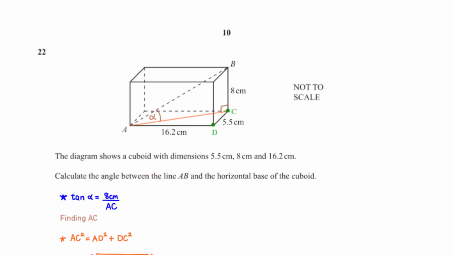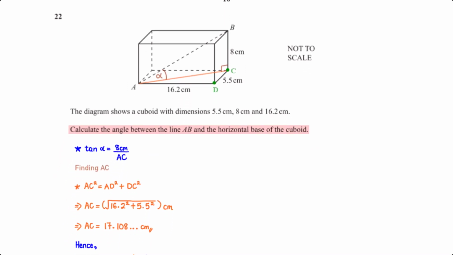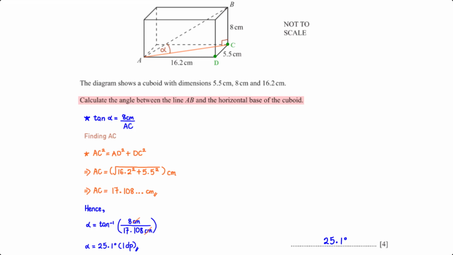The diagram shows a cuboid with dimensions 5.5 centimeters, 8 centimeters, and 16.2 centimeters. Calculate the angle between the line AB and the horizontal base of the cuboid. On the diagram, we've labeled the angle between AB and the base as alpha. To get alpha, we apply SOHCAHTOA. This gives us tan alpha equals 8 centimeters divided by AC. We need to find AC.